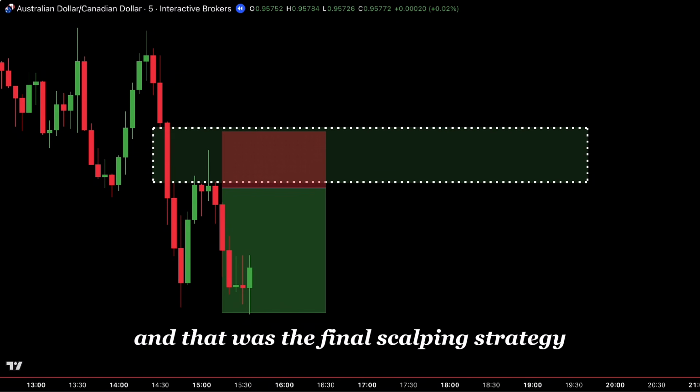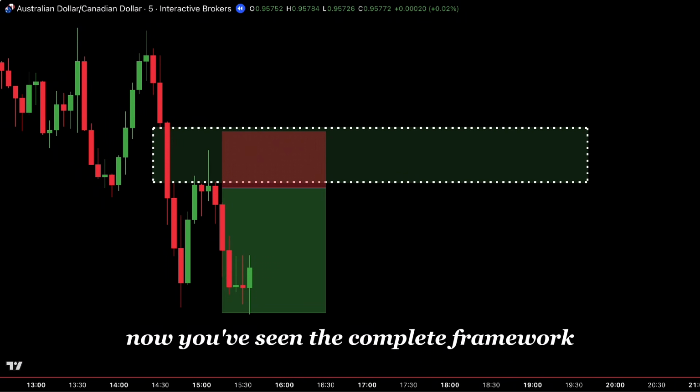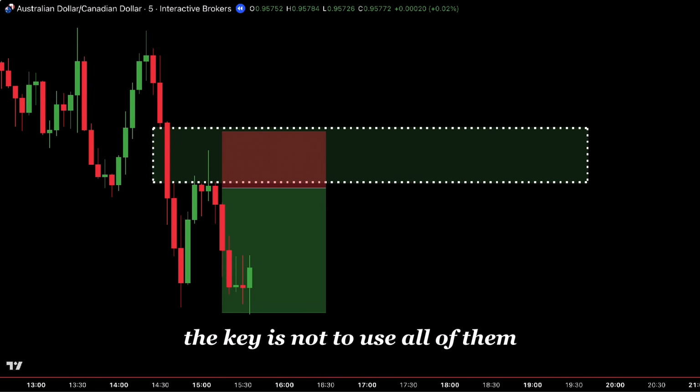And that was the final scalping strategy. Now you've seen the complete framework. The key is not to use all of them, but to master one or two and apply them with discipline.